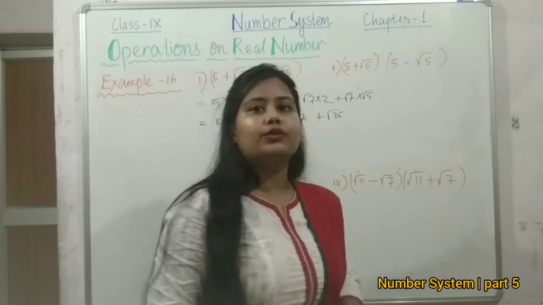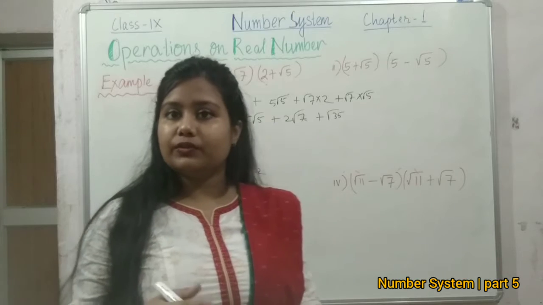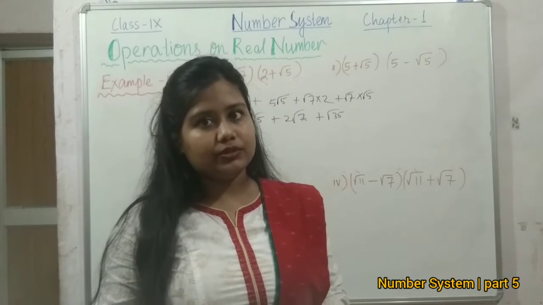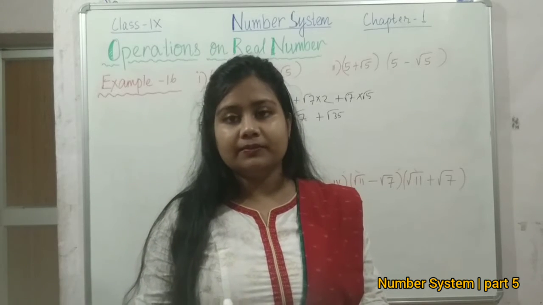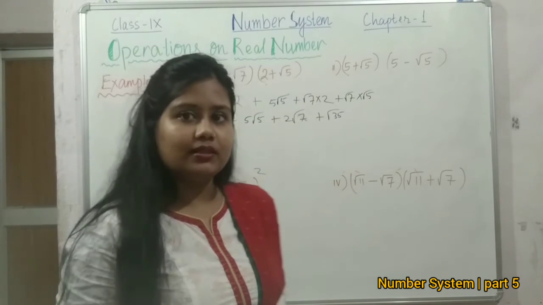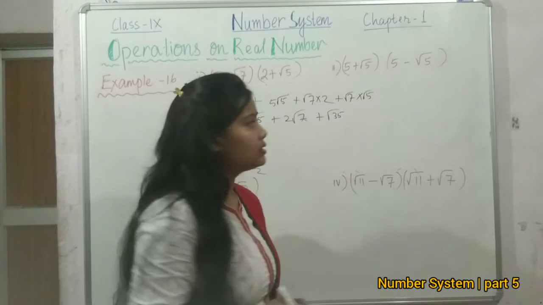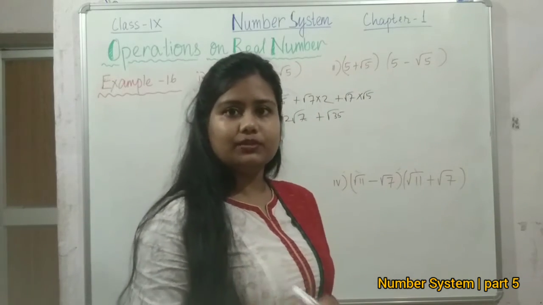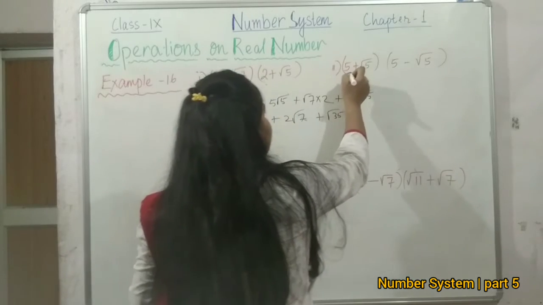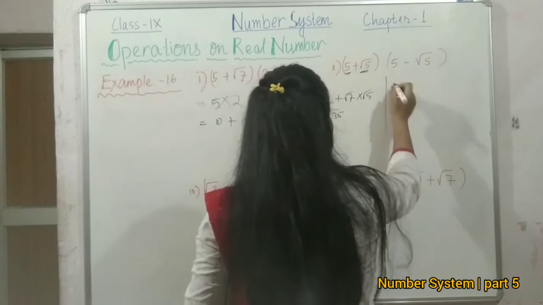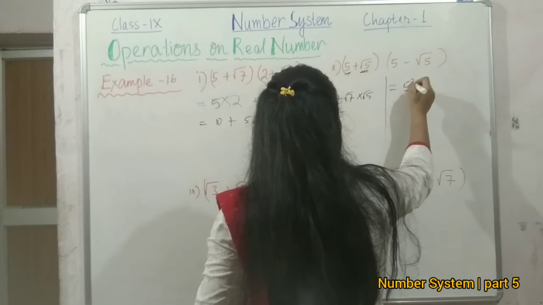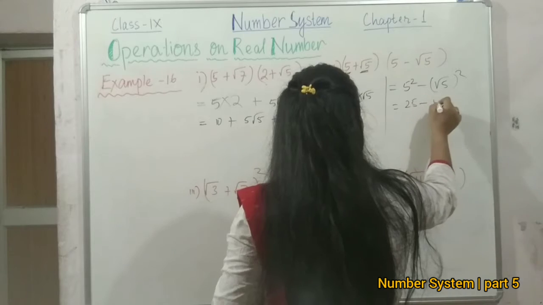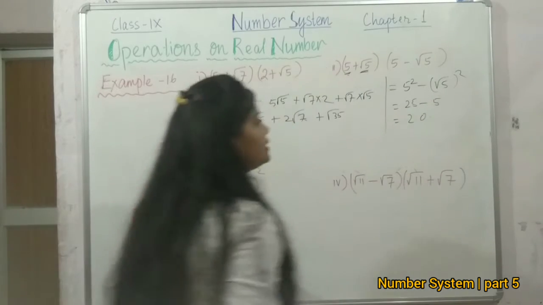(5 plus root 5) whole into (5 minus root 5). It is of the form (a plus b) whole into (a minus b). We can use the algebraic identity as well as the real number identities, whichever is easier you can use. So the result of this expression is a square minus b square. So a is 5 and b is root 5. So this will be 5 square minus root 5 square. So this is 25 minus 5, that is 20.